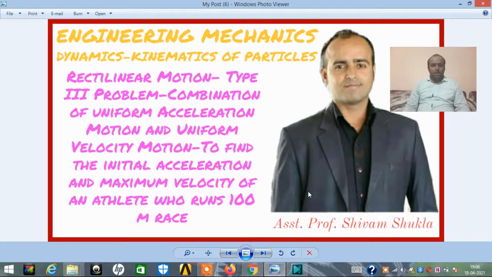This is Shivam Shukla and here I am again to solve a problem on kinematics of particles. It's a problem again on rectilinear motion, type 3: a combination of uniform acceleration motion and uniform velocity motion. Earlier two problems were independently only on UAM and UVM. Now it is a problem on combination of both, to find the initial acceleration and maximum velocity of an athlete who runs a 100-meter race.